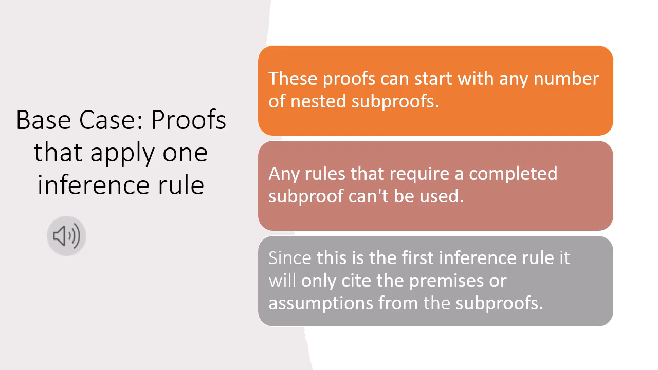Now, the second thing that you should take note of is that any of the rules that are required to complete a subproof can't be used as our first inference rule. Because in order to complete a subproof, we have to apply some rule at some point and then end the actual subproof. And if we haven't applied any rules, we can't end any of the subproofs, and so we can't cite any subproofs at that point. So in other words, the only rules that we'll have to consider in this base case are rules that don't require a subproof in their formation.